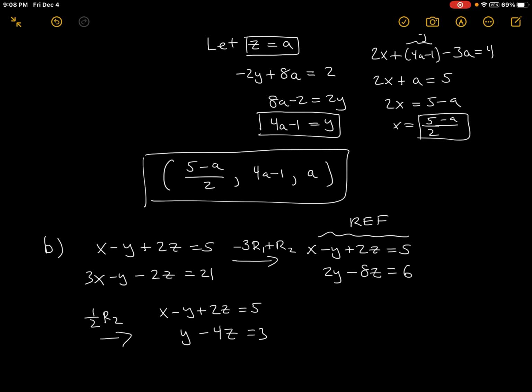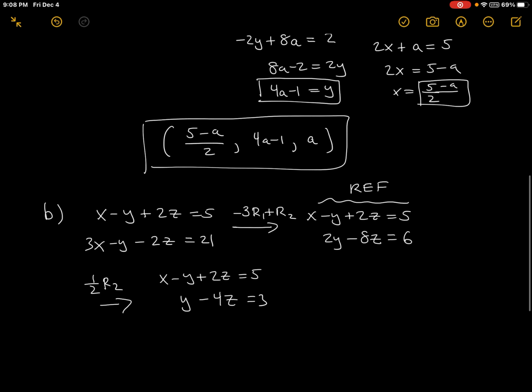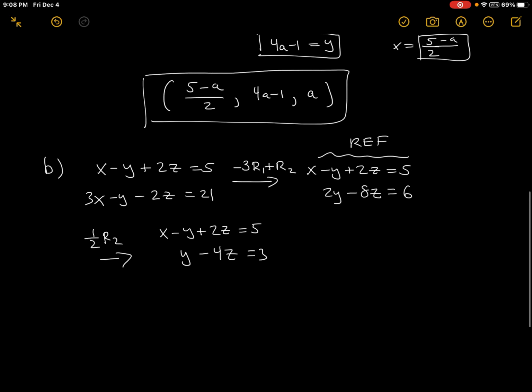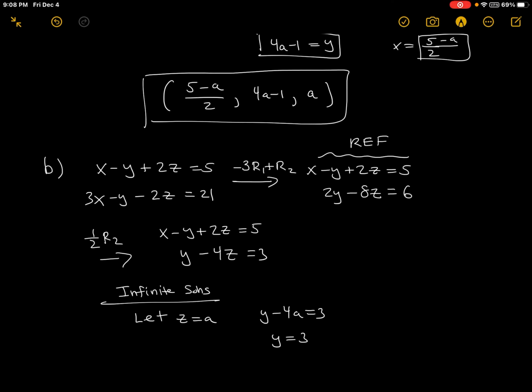So you don't know what to do from here, and that's okay because you can't solve. This is a non-square system, so now we know it's going to be infinite solutions. We're going to let z equal a again. Okay, so if z is equal to a, you can back solve. y minus 4a is equal to 3. y is equal to 3 plus 4a.